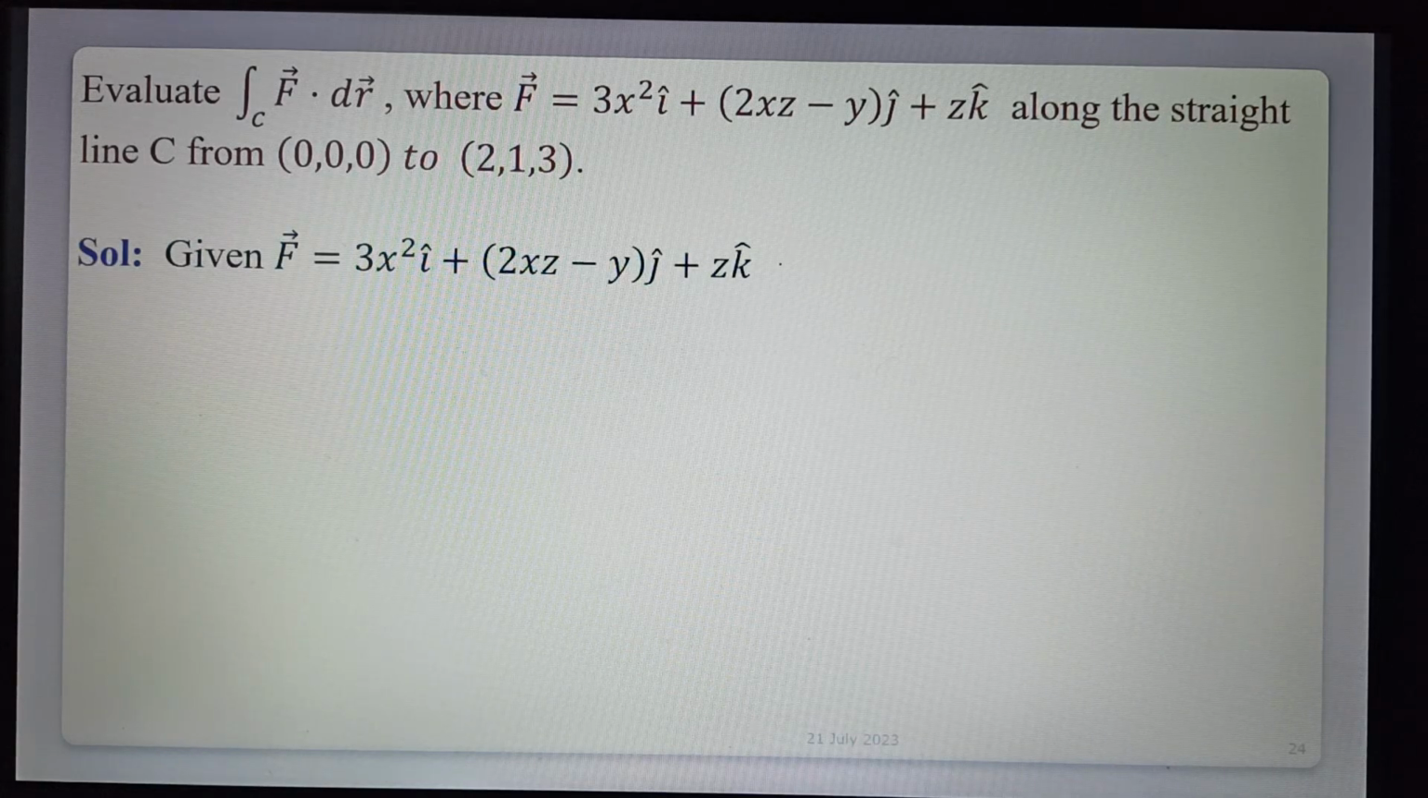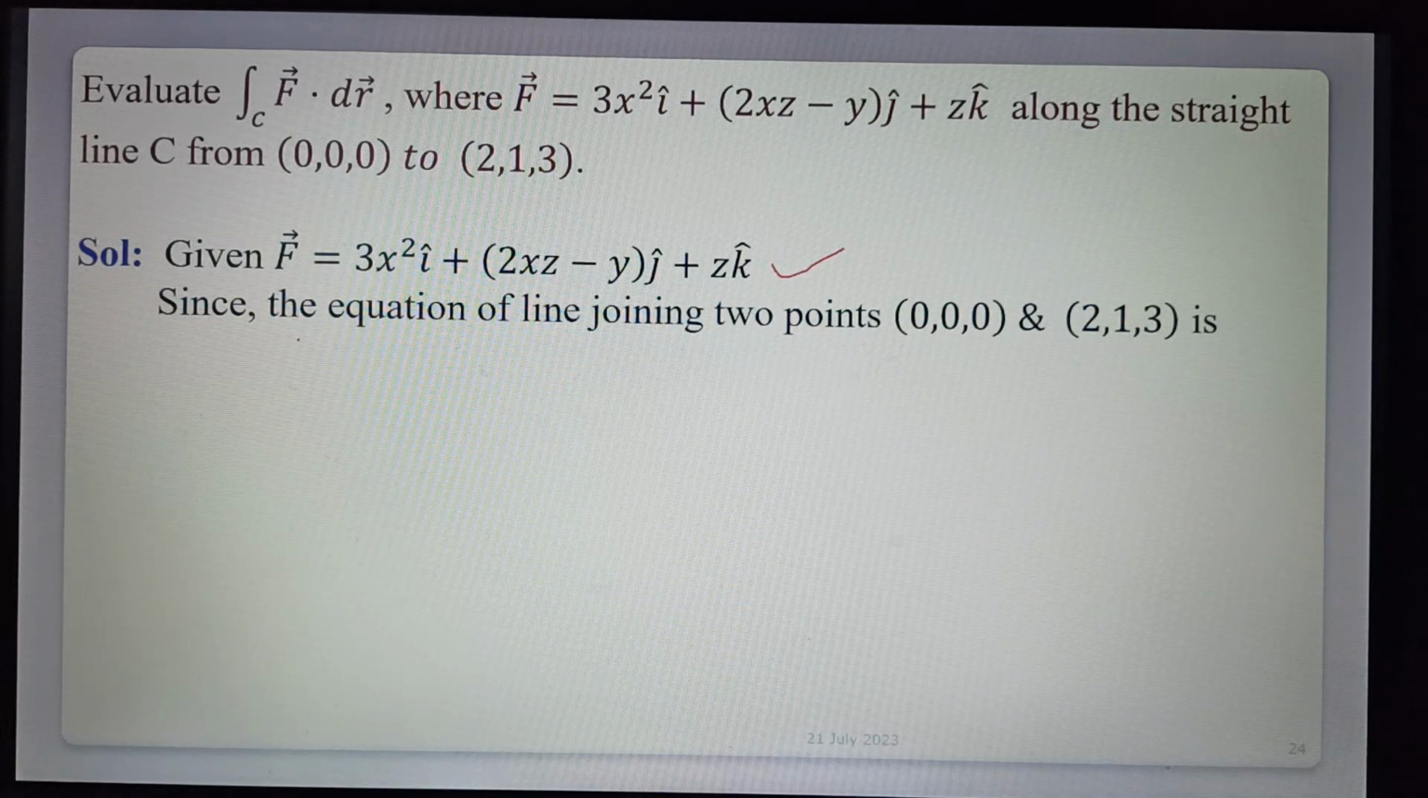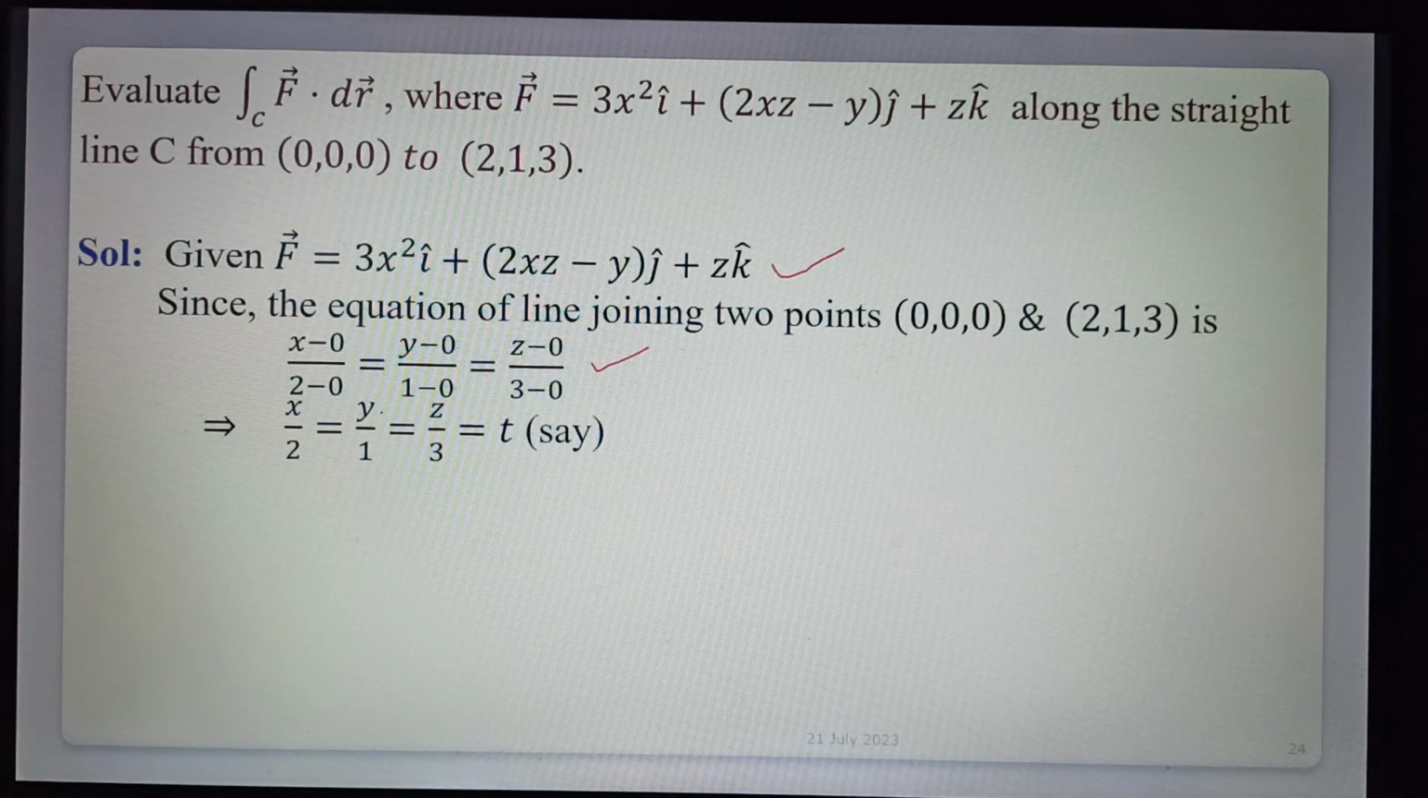So this is the given vector field. Therefore the equation of the line joining the 2 points is, by the formula, (x minus x1) by (x2 minus x1) is equal to (y minus y1) by (y2 minus y1) is equal to (z minus z1) by (z2 minus z1). This is the line equation formula. So that is x minus 0 by 2 minus 0 equal to y minus 0 by 1 minus 0 equal to z minus 0 by 3 minus 0. That is x by 2 is equal to y by 1 is equal to z by 3 is equal to t, where t is any point on the curve.